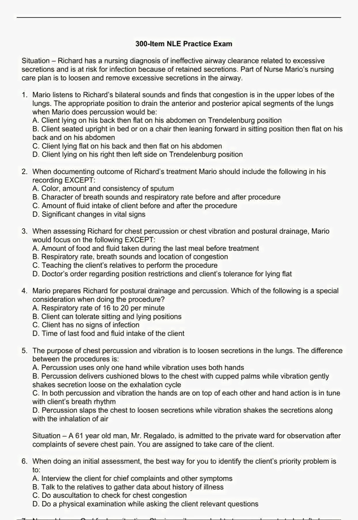6. When doing an initial assessment, the best way for you to identify the client's priority problem is to: A. Interview the client for chief complaints and other symptoms. B. Talk to the relatives to gather data about history of illness. C. Do auscultation to check for chest congestion. D. Do a physical examination while asking the client relevant questions.